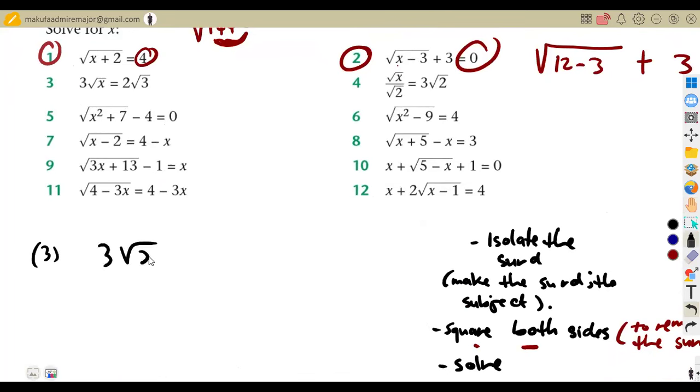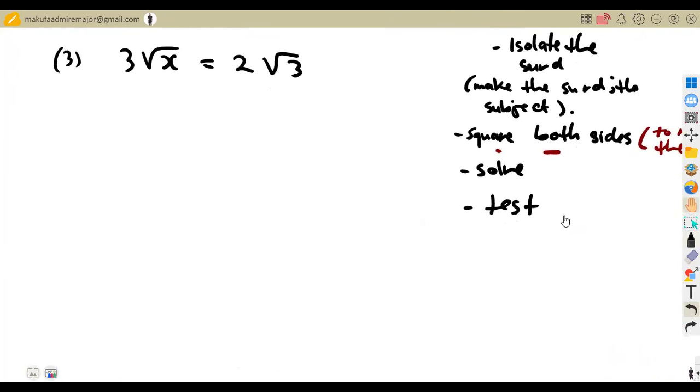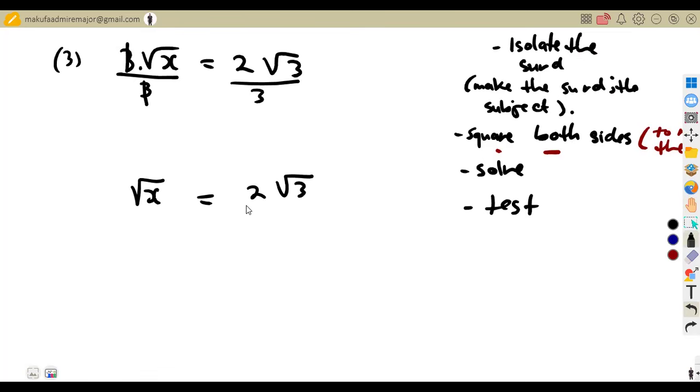3 square root of x is equal to 2 square root of 3. So what are we going to do in this case? Isolate, make the x the subject. So what is affecting the x? It is 3 that is multiplying. It's not adding, it's multiplying. So what do you do to remove this part that is multiplying? You divide. This time you do not add anything or subtract anything. You divide since you're multiplying. So we are left with the square root of x, which is equal to 2 square root of 3 over 3.